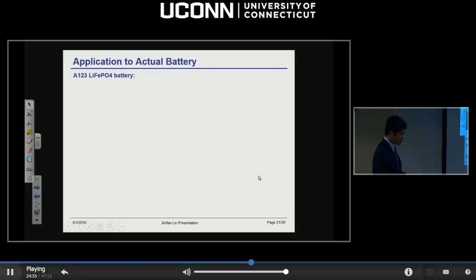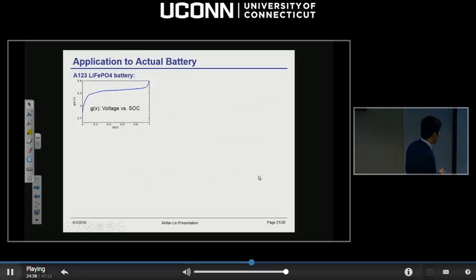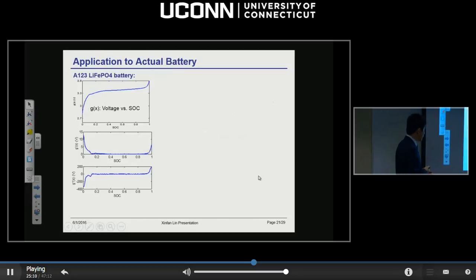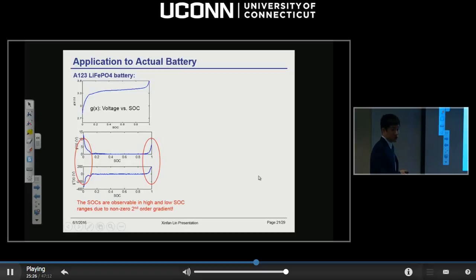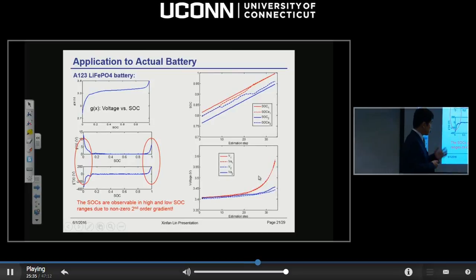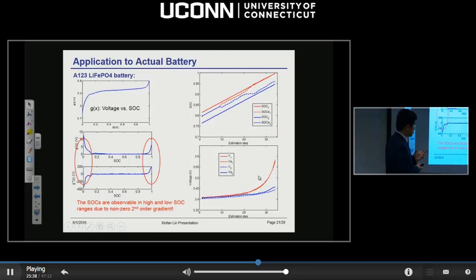And so then finally, I try to apply the designed observer to actual batteries. For example, here we have the g(x) function for an iron phosphate battery, A123 systems. And these two plots show the first order and second order gradients of the g(x) function. And we can see that the open circuit voltage is pretty nonlinear at the very high and very low SOC regions. So therefore, according to the previous analysis, the single cell SOCs are observable in these two regions. And this is kind of good news for us, because these regions are the most critical for preventing overcharge and overdischarge.